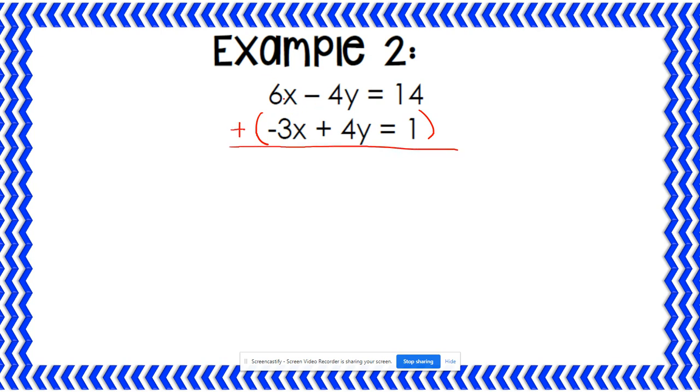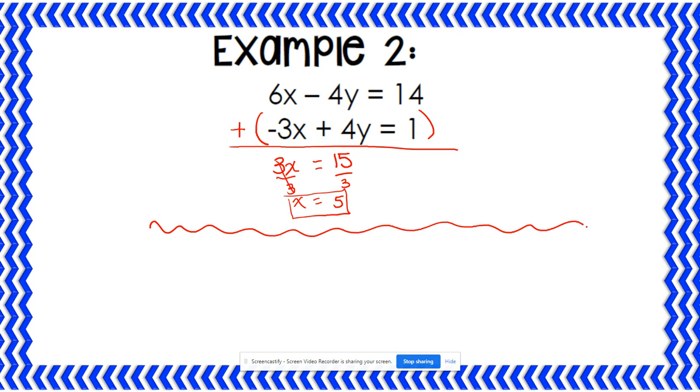So when I do that, I have 6x plus negative 3x. 6x plus negative 3x is positive 3x. Then I have negative 4y plus positive 4y. Well, that cancels out to make 0y, which is just 0. So now I have my equal sign. 14 plus 1 equals 15. Now all I have to do is solve for x by dividing by 3 on both sides. These 3's will cancel and leave me with x equals, and 15 divided by 3 is 5. So I know that x is equal to 5, and now I need to find my y value.